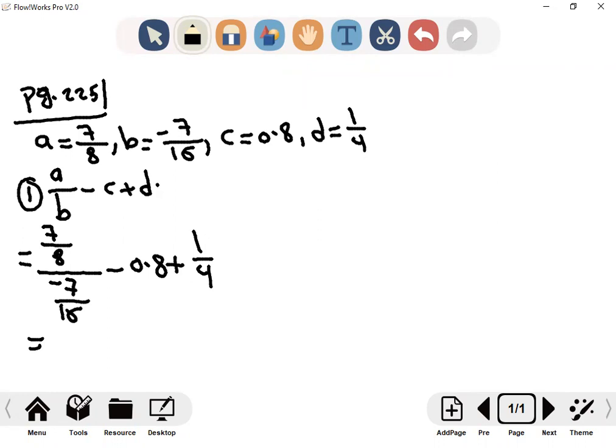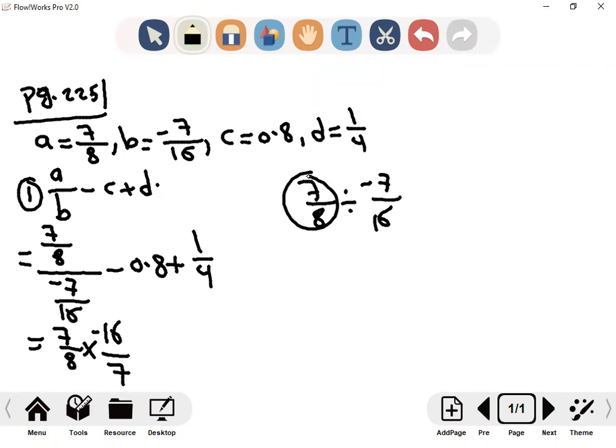The first fraction stays the same, 7/8. The division becomes multiplication, and the second fraction we do reciprocal: 16 over, I will give the negative, 16 over 7. The first stays the same, multiply, and do reciprocal for the second thing. Normal division.